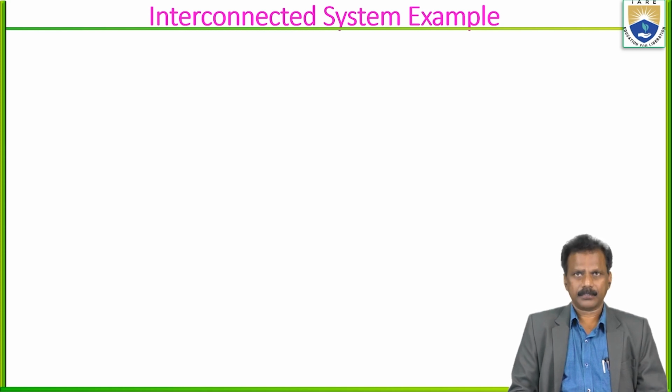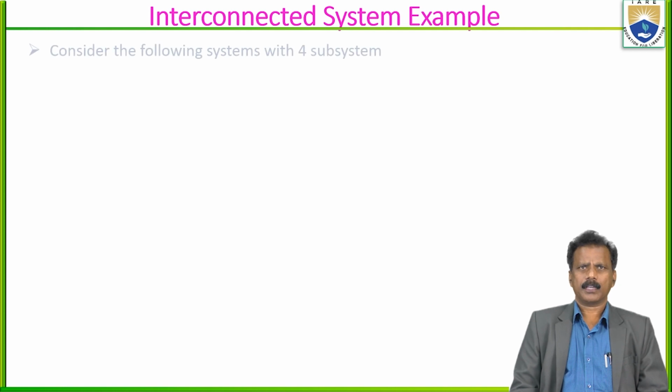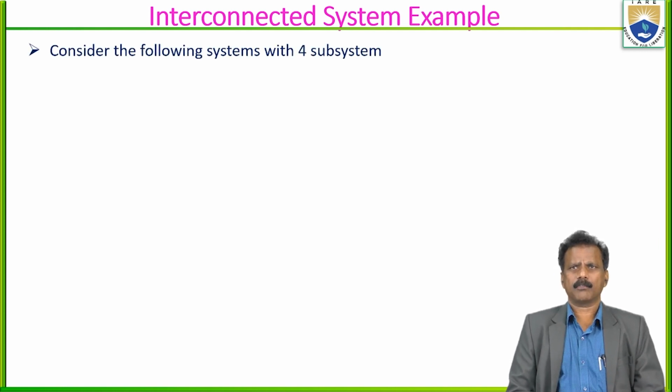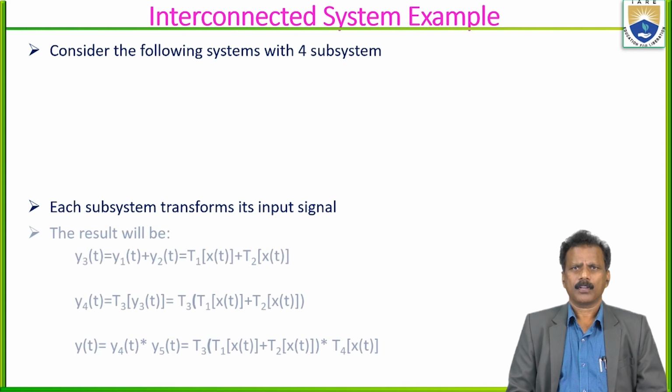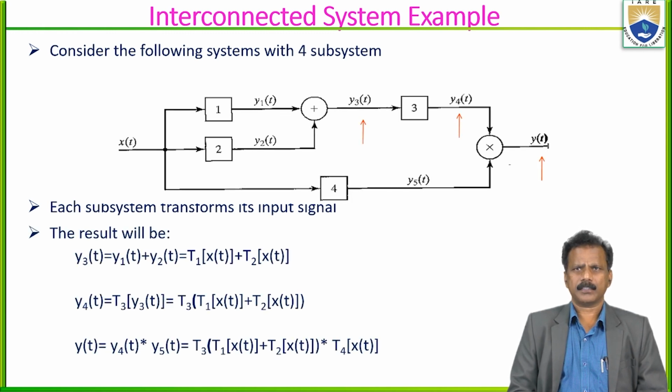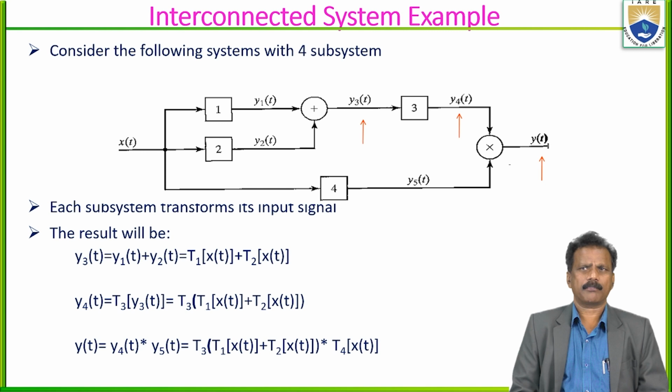Okay, examples of this interconnected system. Consider the following system with 4 subsystems. X1 is connected with subsystems 1 and 2, with output responses y1 of t and y2 of t. These are given onward, and after that we will verify y3 of t, which is given to the third system. The output response is y4 of t. After that there is the fourth subsystem. Finally, we will verify the output response.